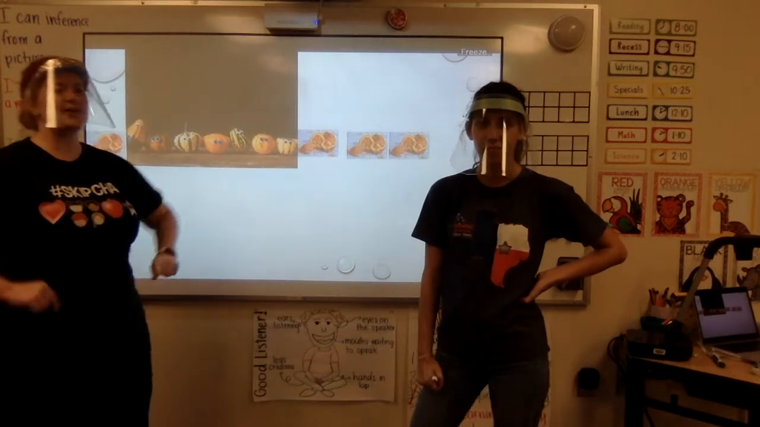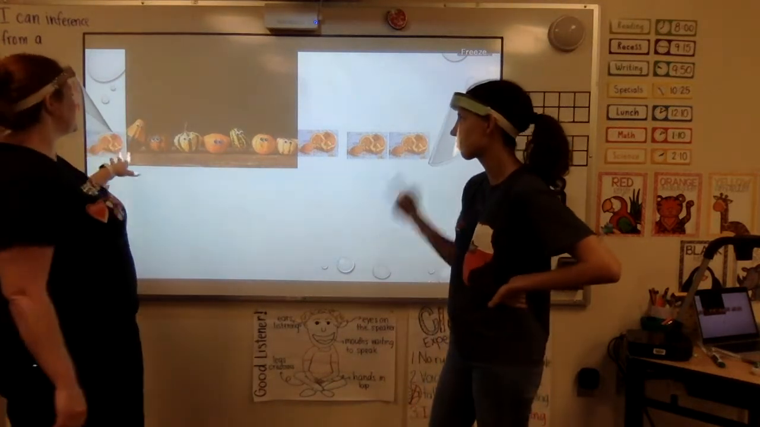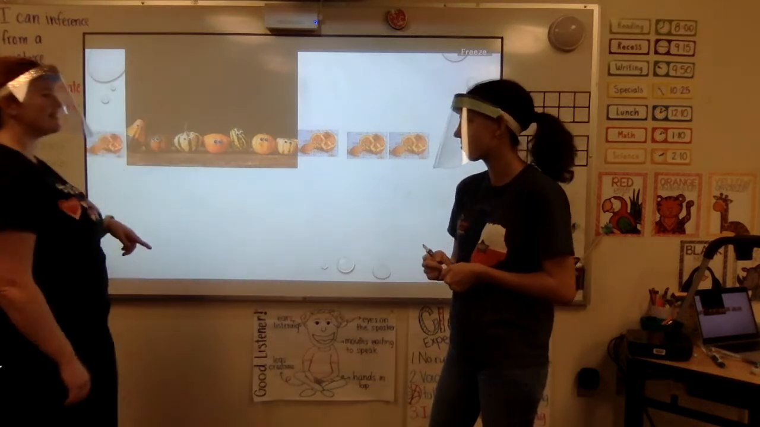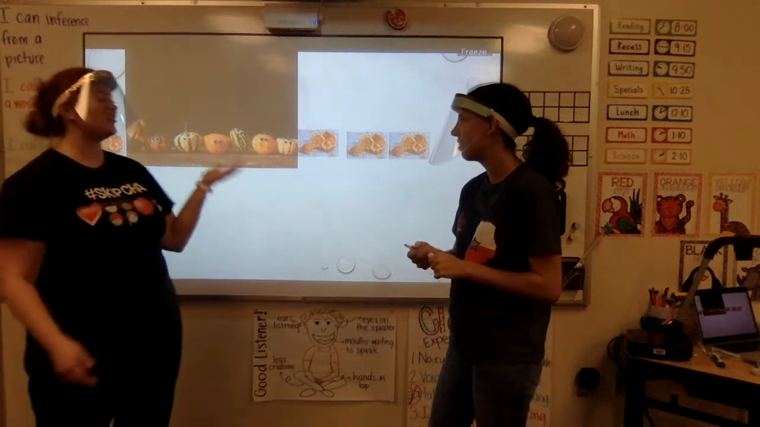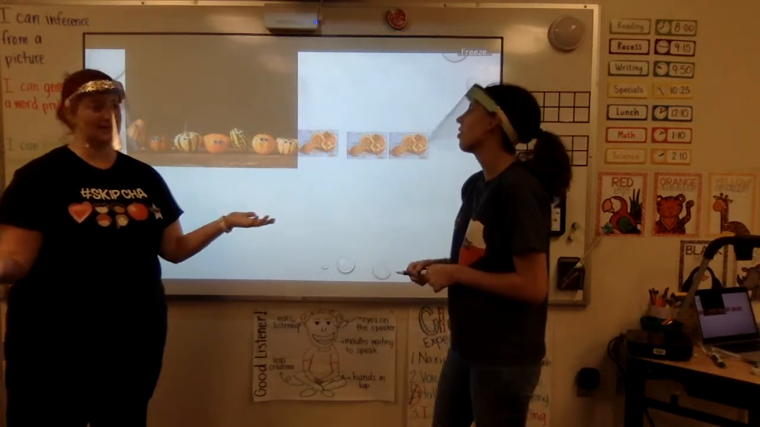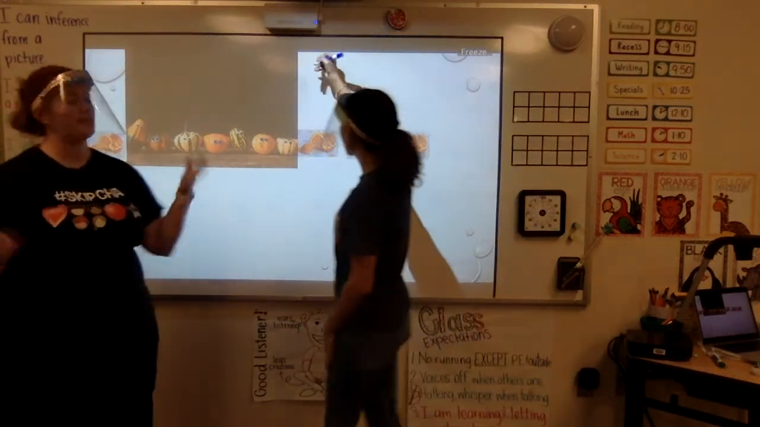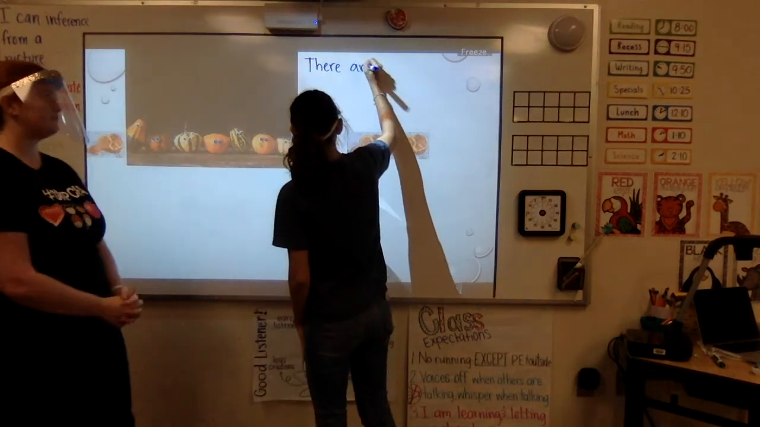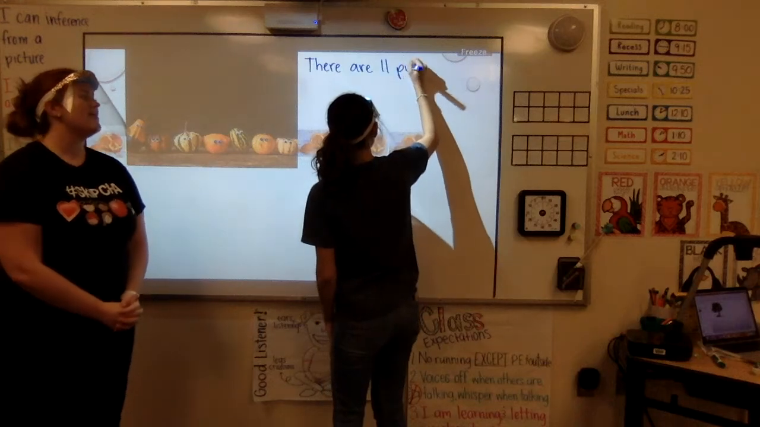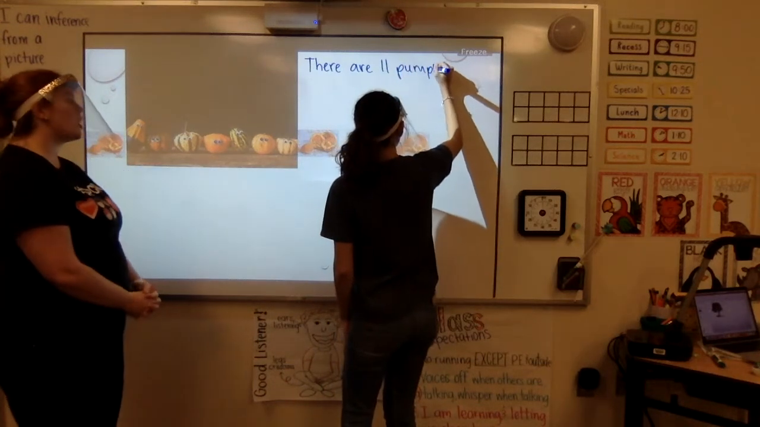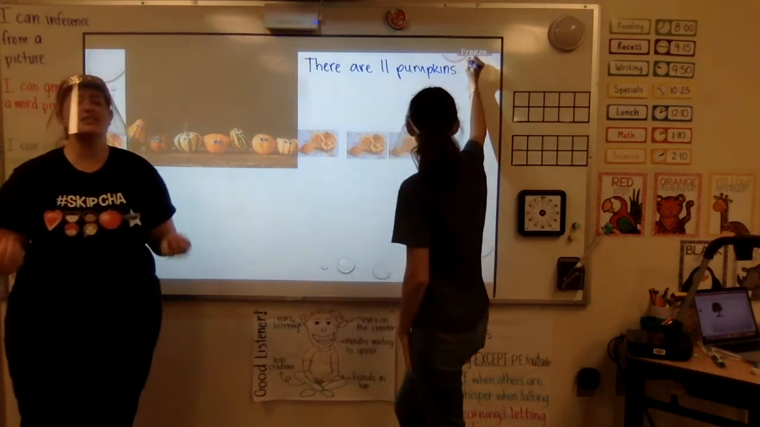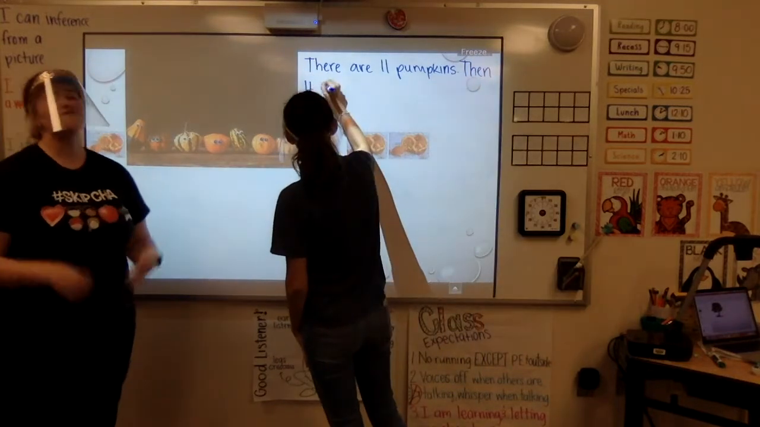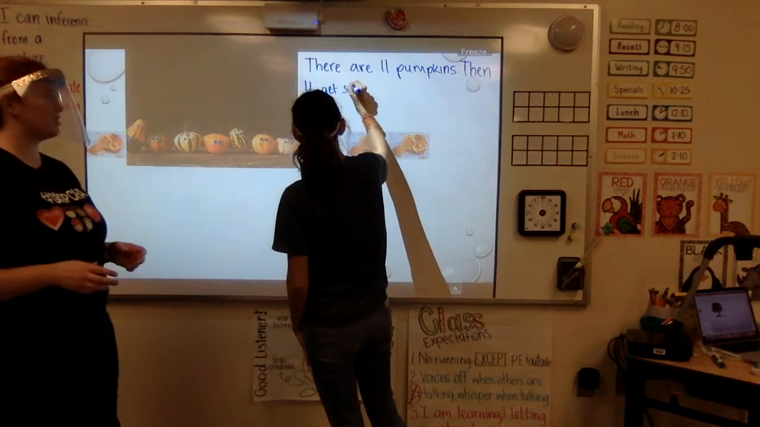But I think I want to write a word problem about the ones that are smashed versus the ones that aren't smashed. And you know what? I can see right away that there are 11 pumpkins. So that's how I'm going to start my problem. There are 11 pumpkins. But then 4 get smashed. Oh no. So 4 pumpkins got smashed.